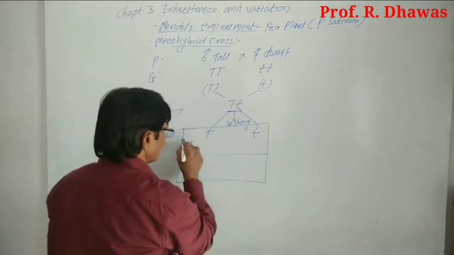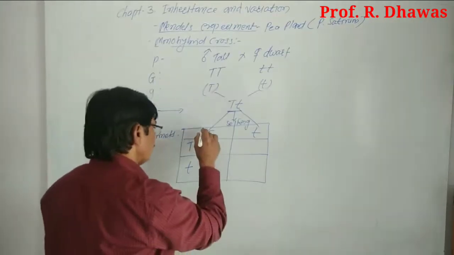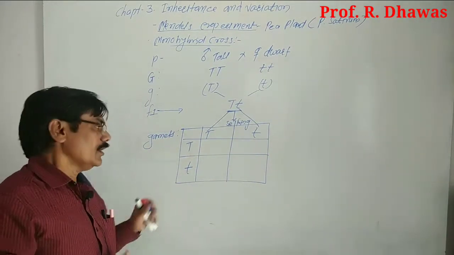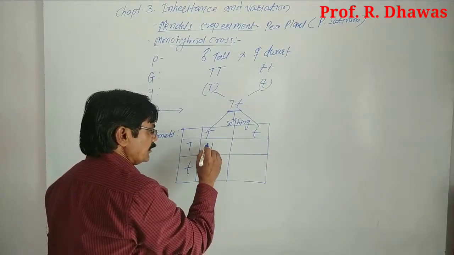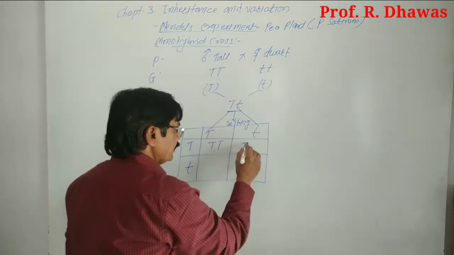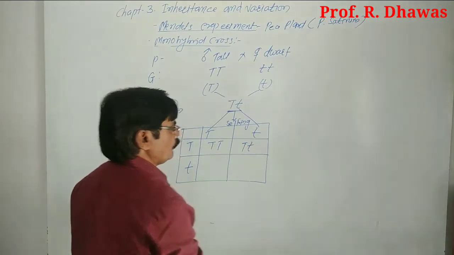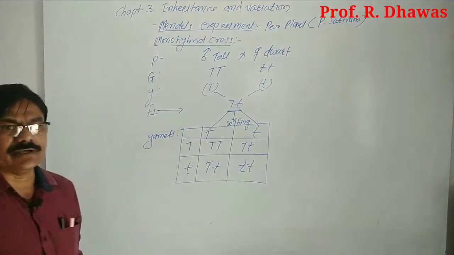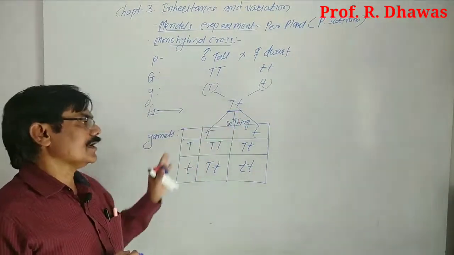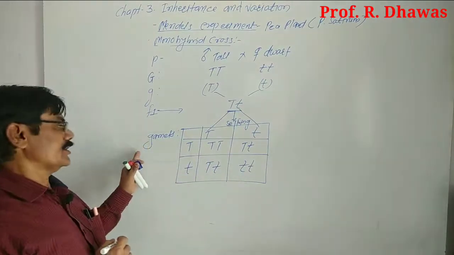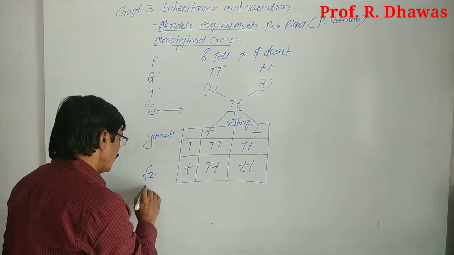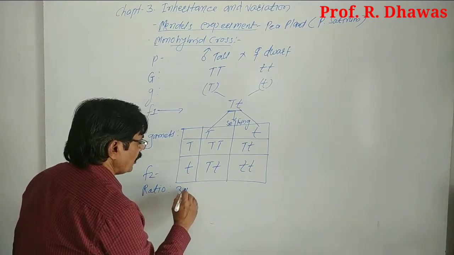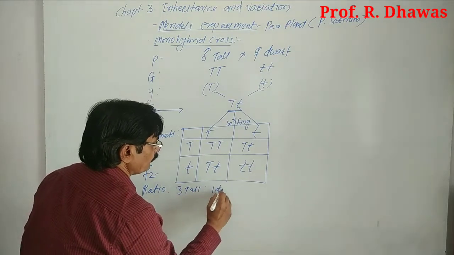Now here we use a checkerboard, called the Punnett square method, for the possible combinations of the F2 offspring. Capital T combines with capital T to form capital T capital T. Capital T combines with small t to form capital T small t, capital T small t, and small t small t. This means the chance combination of male gamete and female gamete in the F2 generation is in the ratio of, what is the ratio of this? In the ratio of 3 tall to 1 dwarf.